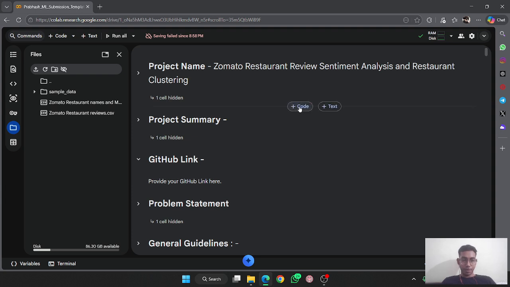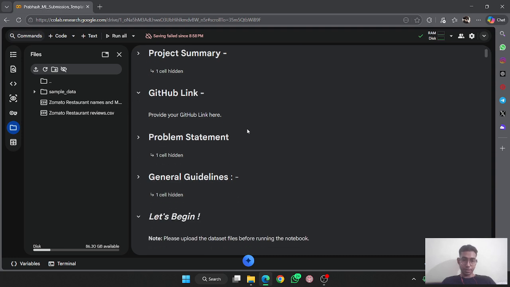In this project, I have performed sentiment analysis on Zomato restaurant reviews using machine learning techniques. The goal of the project is to analyze customer reviews, understand customer sentiment, and extract insights that can help restaurants improve their services and customer satisfaction.